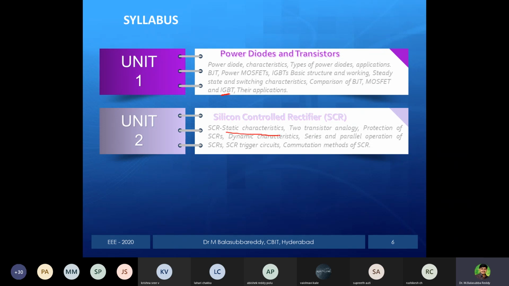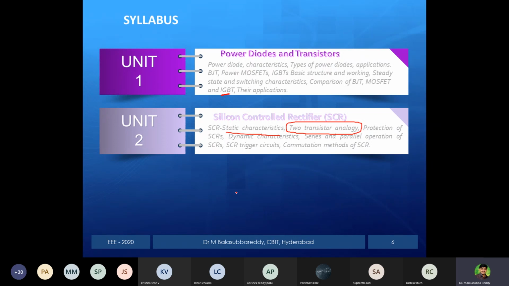Now you can see the static characteristics, that is, the VI characteristics. Then another topic is the two transistor analogy, or two transistor model, of an SCR. There is a direct device, the SCR, but there is one option available. If you have two transistors, a PNP and an NPN transistor, you connect them in such a way that the two transistors work as an SCR, a silicon control rectifier.